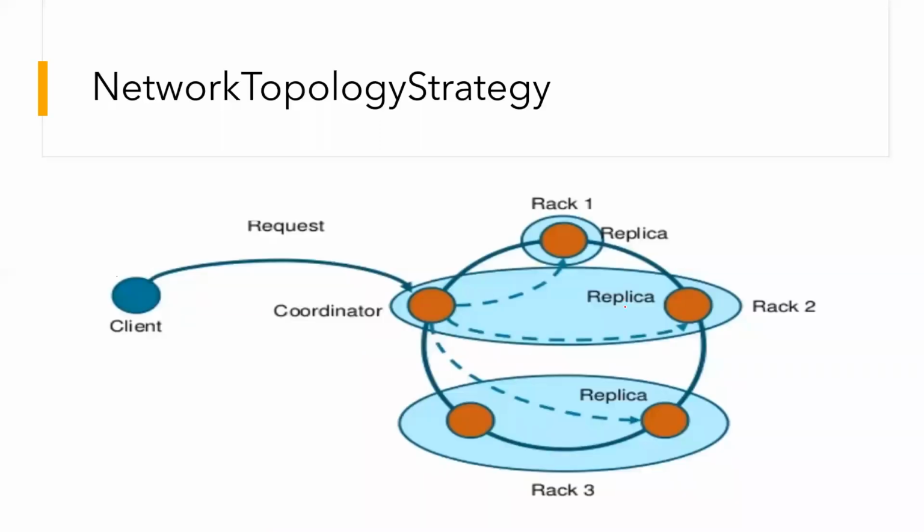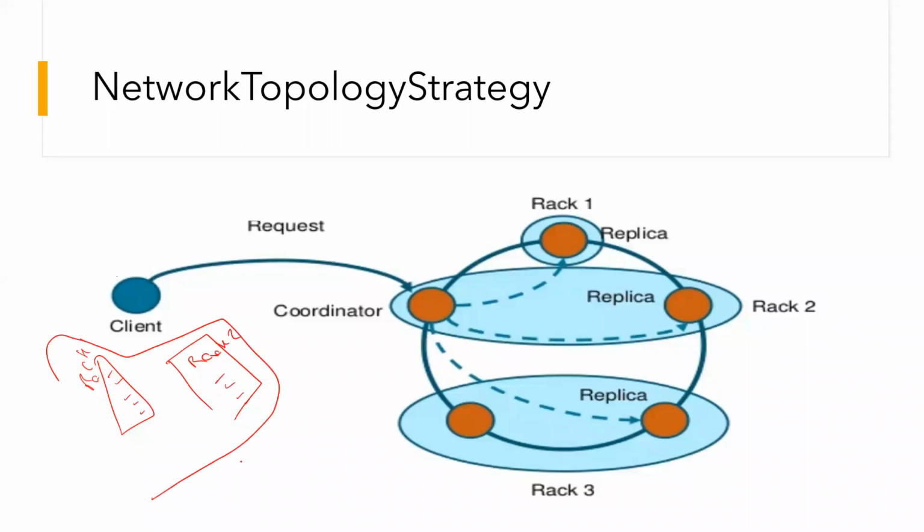So here the network topology always replicates the data with rack awareness. If you know what a rack is, I would define it as a bunch of nodes, a bunch of servers together within a particular data center. You may have rack 1 containing multiple servers and rack 2 containing multiple servers, and these might all be sitting under the same data center.